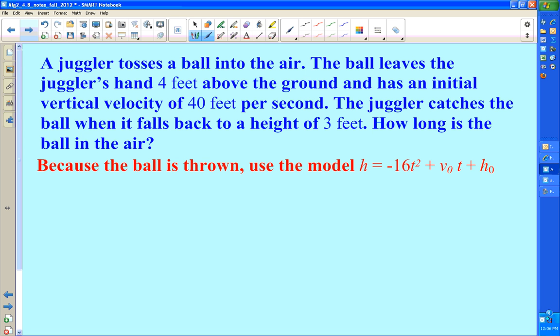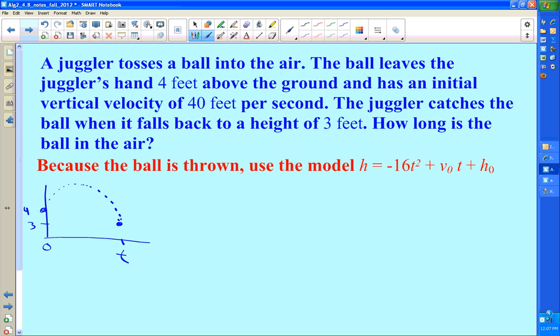What should you do first? Great idea. Let's graph it. We're starting at 4 feet. Where's the ball going? Right up. Then where's it going? Right down until it gets caught. Where did it get caught? Right here at 3 feet. Okay? So we want to know how long was the ball in the air. Well, when it starts, that's time 0. We want to know what this is, this t value right here.